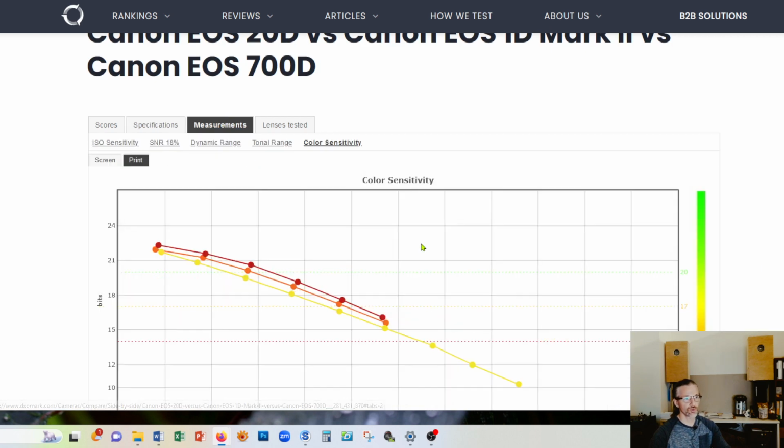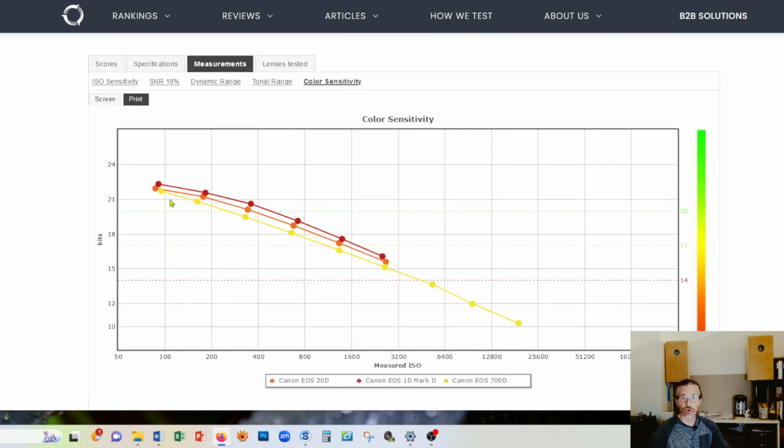Let's go back to the measurements, and look at the color sensitivity comparing the 3 cameras. The 1D Mark II has the best color sensitivity of all. You see, that's the topmost line with the biggest sensor, and then the second is the 20D, and then comes the 700D. Even though the 700D and the 20D have the same sensor size, the 700D has 2.5 times as many pixels. So the pixel size is really tiny compared to the 20D.